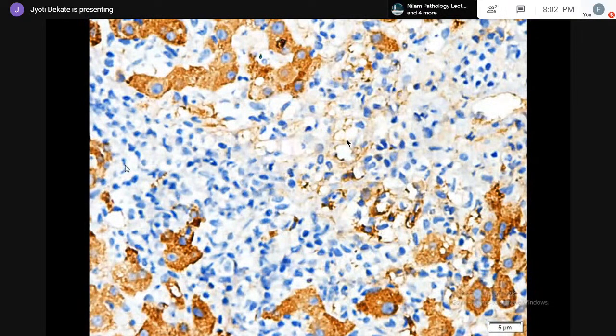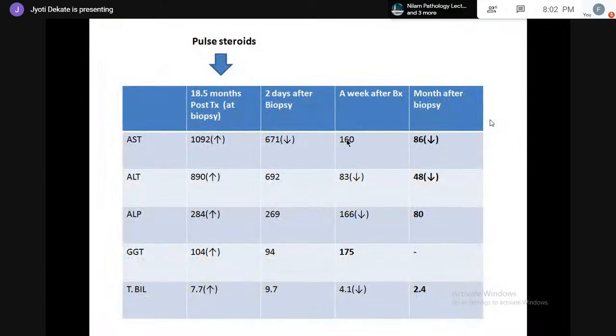In the C4d stain, we can see here, this is the portal vein. There is a lot of background positivity, just ignore it, disregard it. In the portal vein, there is linear positivity, which is definitely occupying more than 50% of the luminal circumference. So we have C4d positivity here. We have significantly IgG4-positive plasma cells at the interface. So a diagnosis of plasma cell-rich rejection was rendered in this case.